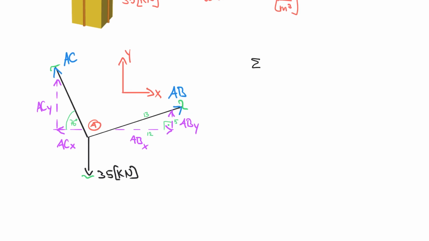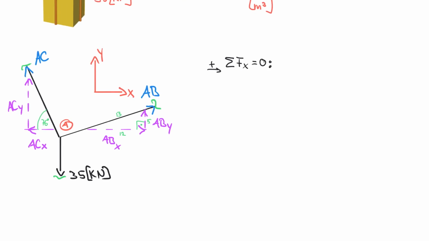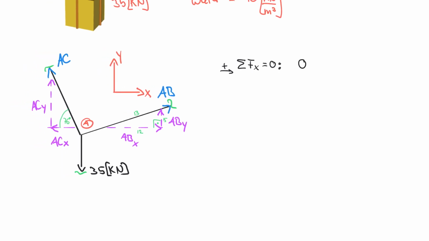So I'm going to start solving the sum of forces in x is equal to 0, and I'm choosing to have everything positive to the right. So what that means is that we're looking at 0 is equal to plus ABX minus ACX. And that is everything that's acting in the horizontal or the x direction.